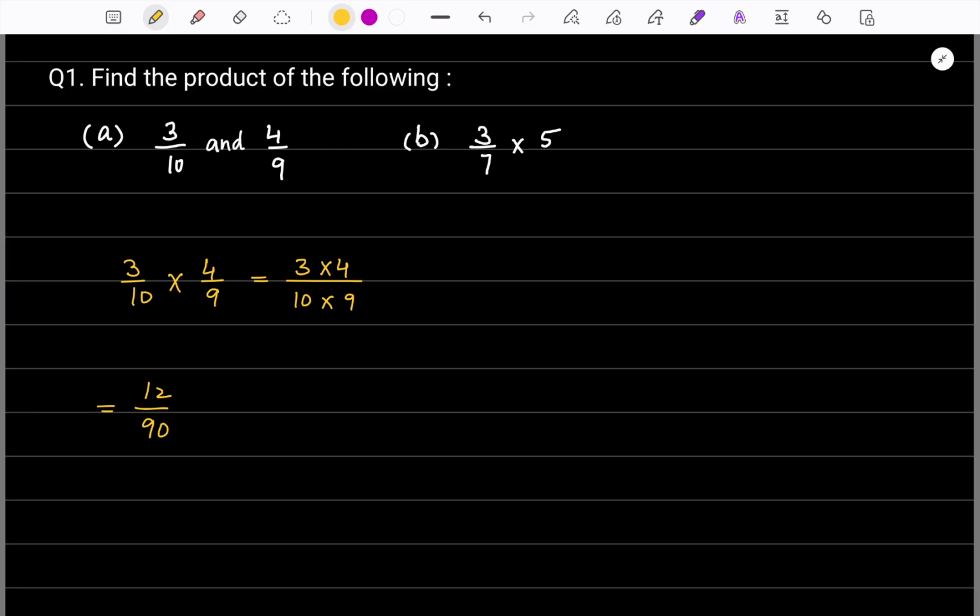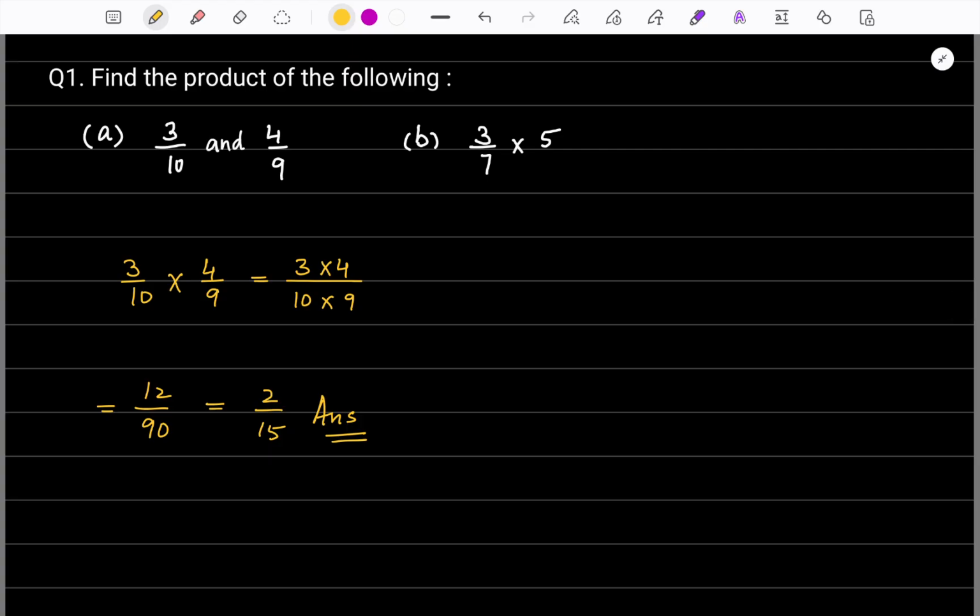That means that they cannot be divided further. So 12 by 90 can be divided further, and when we divide both numerator and denominator by 6, we get that in the form of 2 by 15. Now 2 by 15 cannot be divided further, so it is called its lowest form. So we write the answer in its lowest form.